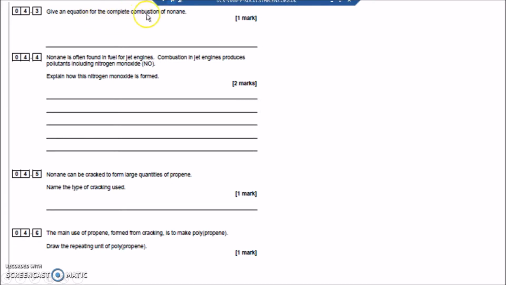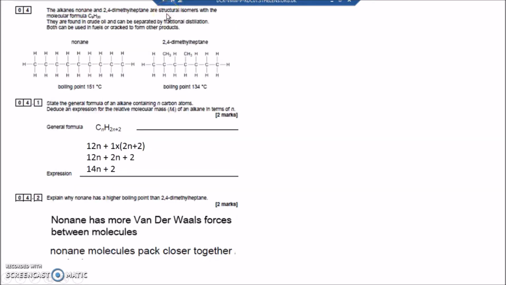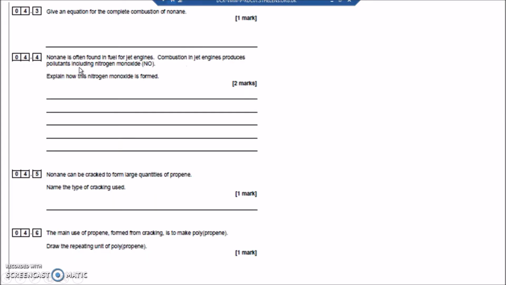Given an equation for the complete combustion of nonane, we've decided that nonane is C9H20, so C9H20 plus O2. Combustion is reaction with O2, and complete combustion means it makes carbon dioxide and water. That means when there's a plentiful supply of oxygen in the mixture, complete combustion gives carbon dioxide and water.